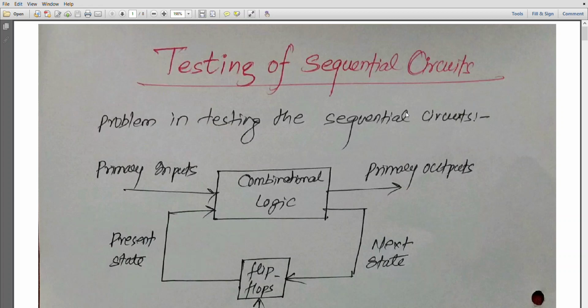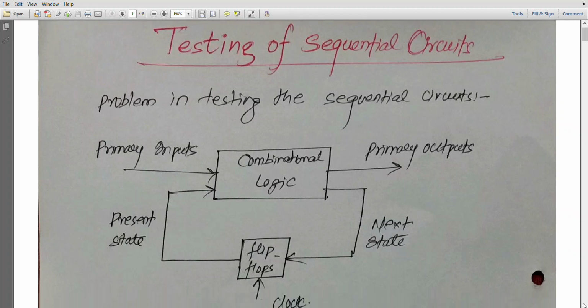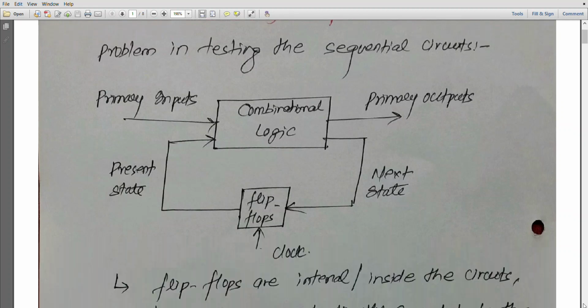Hello students, so till now we have discussed combinational circuits and the details of combinational circuit testing, and today's topic is based on the testing of sequential circuits. तो क्या प्रॉब्लम है टेस्टिंग करने के लिए sequential circuit में टेस्ट जब हम अप्लाई करेंगे, what are the problems that we face in case of sequential circuits?